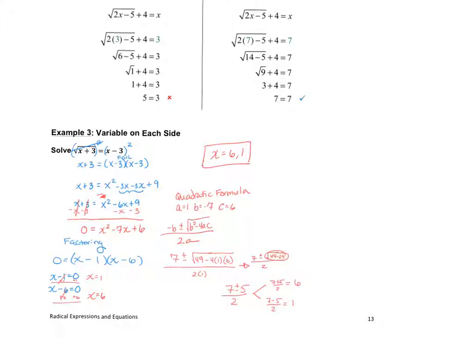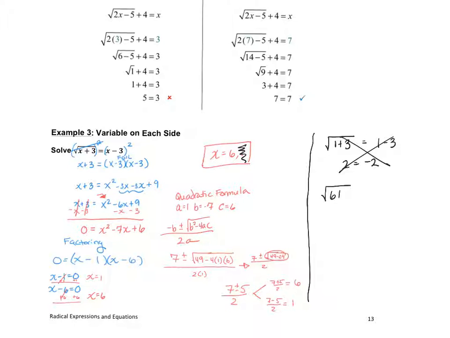Now we need to check that both of these actually work. So let's plug them in. So 1 and 6. So let's start with 1. So the square root of 1 plus 3 equals 1 minus 3. So let's double check. Well, 1 plus 3 is 4. The square root of 4 is 2. And 1 minus 3 is -2. So 1 actually didn't work. That one's no good.